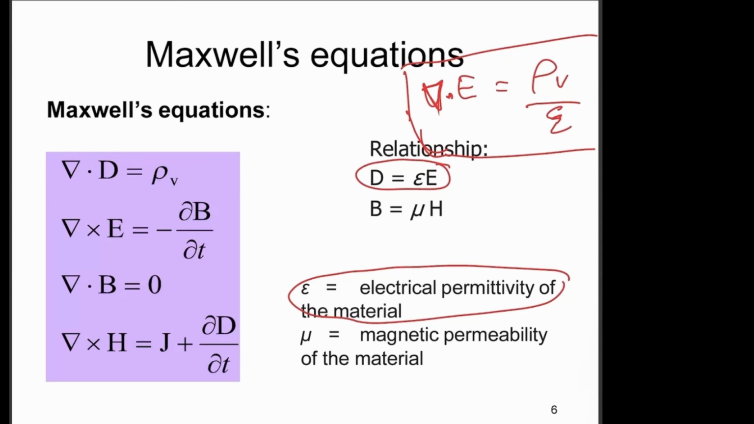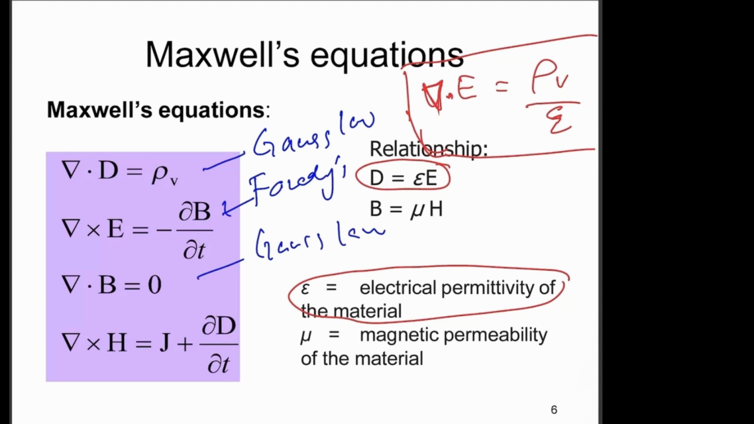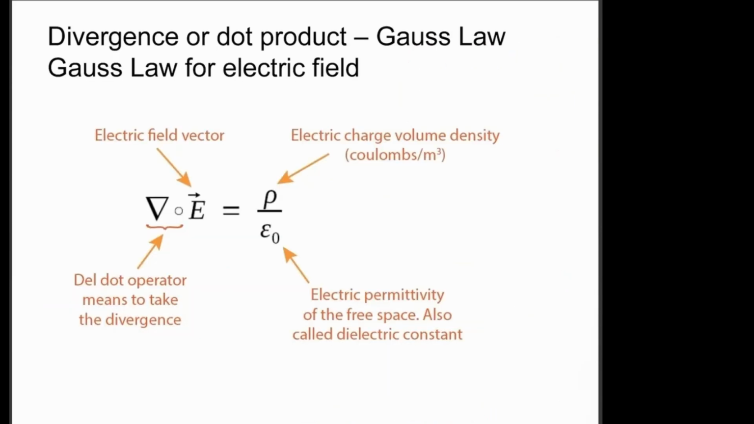The Maxwell equations are a combination from two Gauss's laws. This one is Gauss's law, this one is also Gauss's law, this one is Faraday's law, and this one is Ampere's circuital law. It will become the Ampere-Maxwell equation. So these 4 come from the combination of the laws. First is divergence or dot product, Gauss's law.